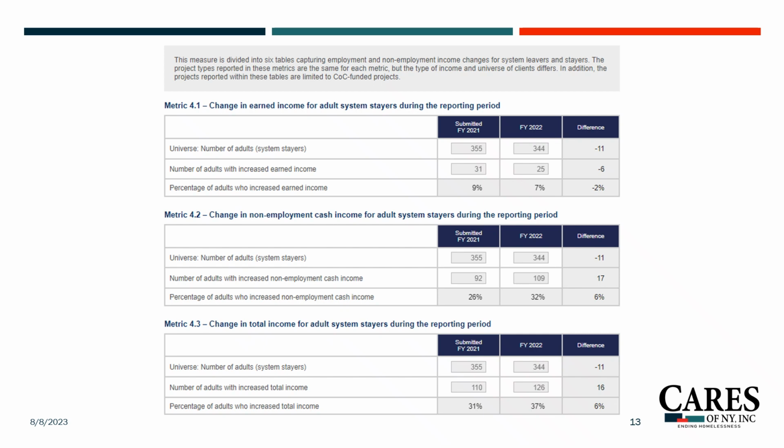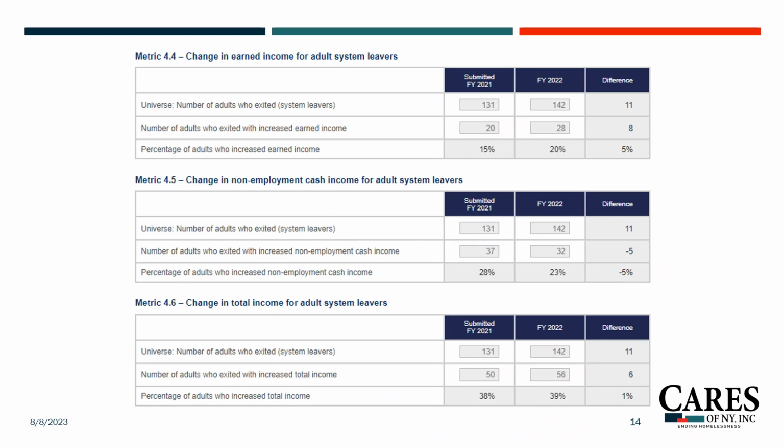For stayers that have been in the project for 2 years or more, meaning they have already had an annual assessment completed prior to this reporting period, the system compares the two most recent annual assessments. For leavers, this measure is only looking at income at admission and discharge. For leavers that were discharged from a project prior to having an annual assessment completed, their income information from their admission record will pre-populate into their discharge form.